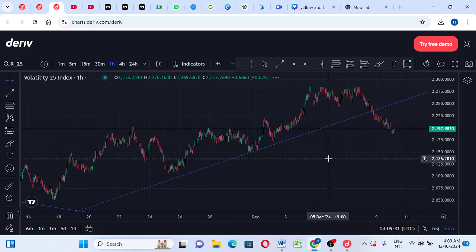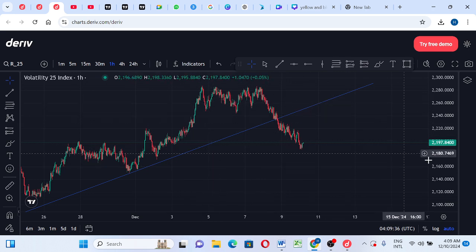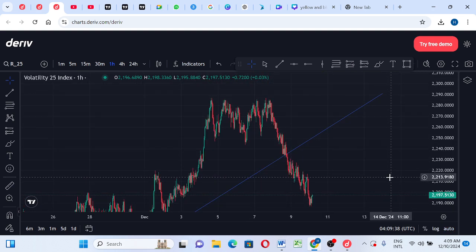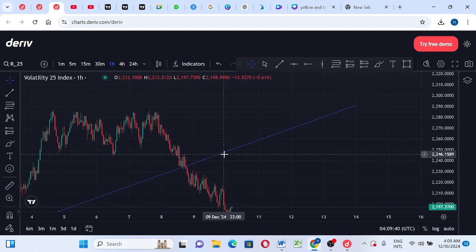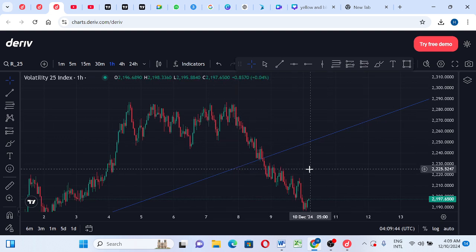On the 1 hour time frame, what we can clearly see was that price actually was trying to drop. I would go below the 1 hour time frame because there are trades we took which I would like you guys to see, which we didn't take on the higher time frame. We took them on the smaller time frame. Now what happened here?